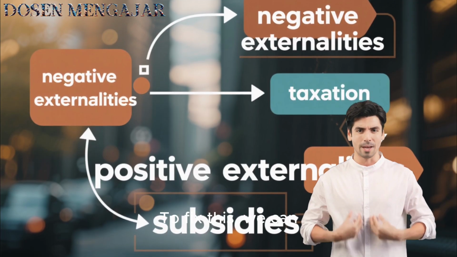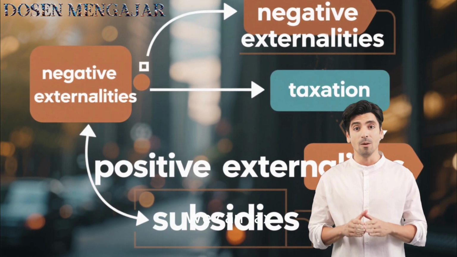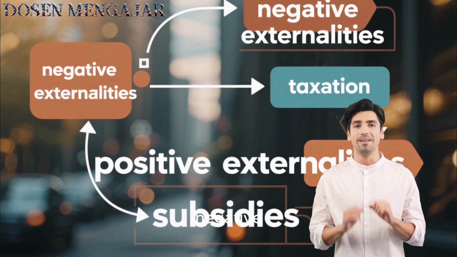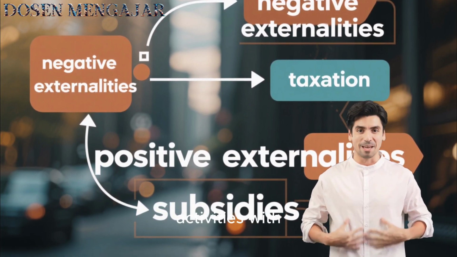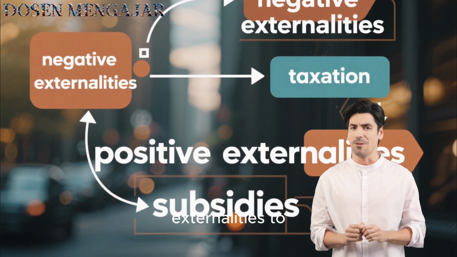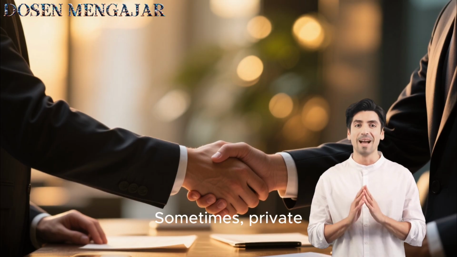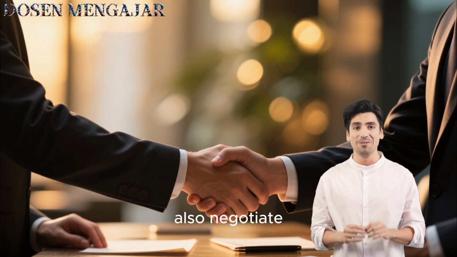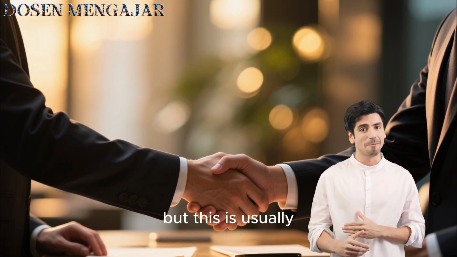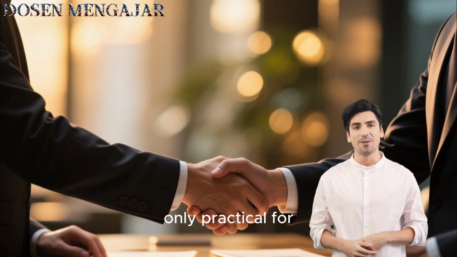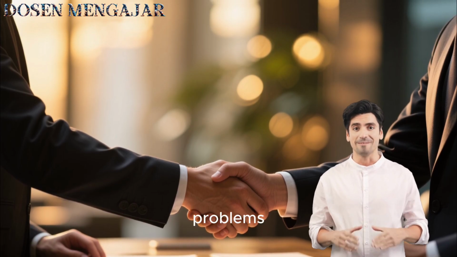To fix this, we can use public policies. We can tax activities with negative externalities to discourage them, and we can subsidize activities with positive externalities to encourage them. Sometimes, private individuals can also negotiate their own solutions, as suggested by the Coase theorem, but this is usually only practical for smaller scale problems.